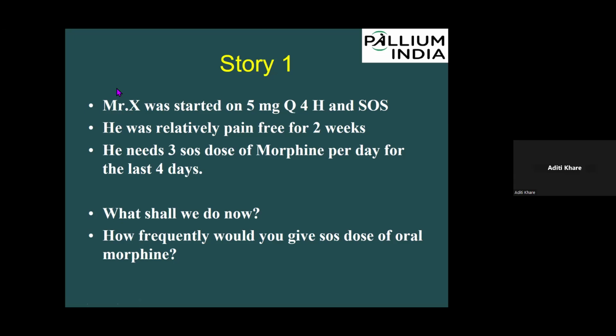Sir, we should start on sustained release morphine. The patient is taking 5 mg 4 hourly, so that means 30 mg is the daily requirement. So 15 mg morning, 15 mg evening sustained release, and in between, if he requires an SOS dose, we can add that on.